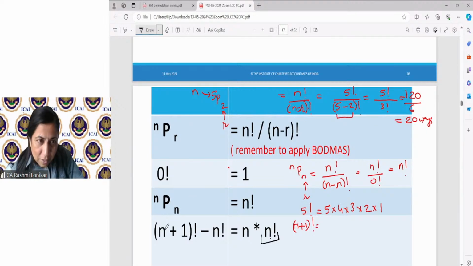Okay. nPn is n factorial, and n plus 1 factorial minus n is this. Okay.